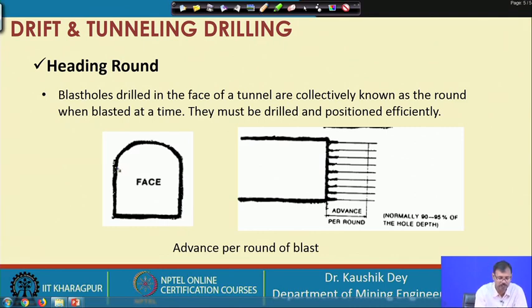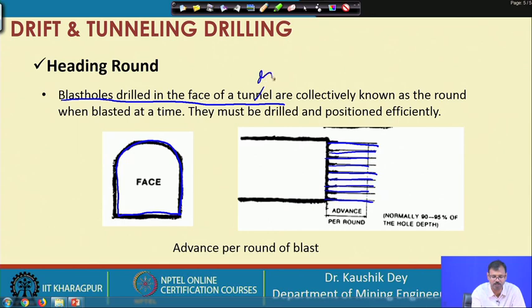So, consider this is the complete face that has to be blasted in one go. In that case we may carry out drilling like this. These drillings are of different patterns, we will discuss that in our next few hours. So, this drilling is carried out, then we blast it. The blast holes drilled in the face of a tunnel or drifts are collectively known as the round when it is blasted at a time.